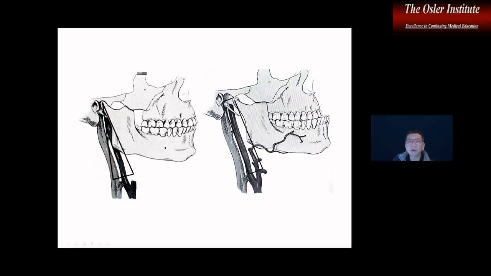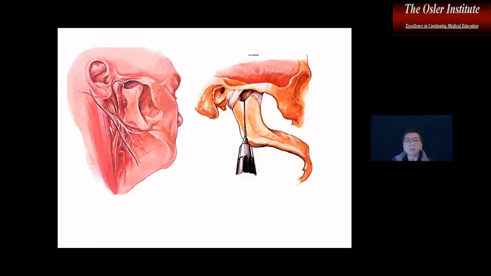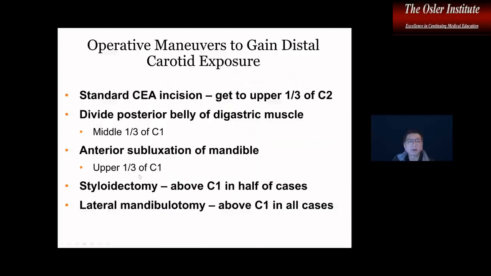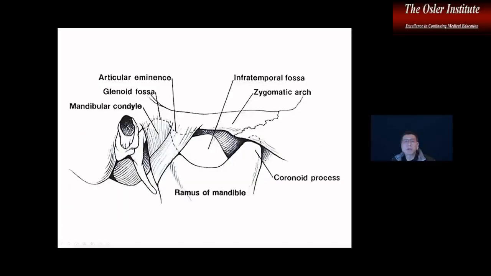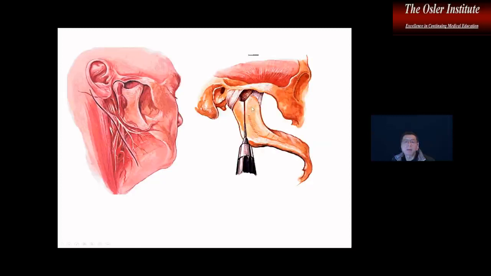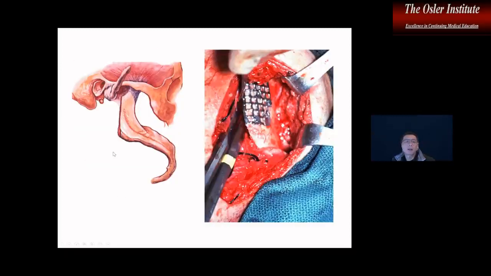Again, that requires a nasotracheal intubation, usually done in an elective setting. Now, if that is still not enough, you can take down the styloid process. Again, that's a maneuver which I have mentioned here, styloidectomy, taking down this particular bony landmark. That will get you upper C1. And if that is still a problem, then you can do a lateral mandibulotomy, take an osteotome, divide it in half, flip it up, and get your exposure all the way to the entire portion of the C1.